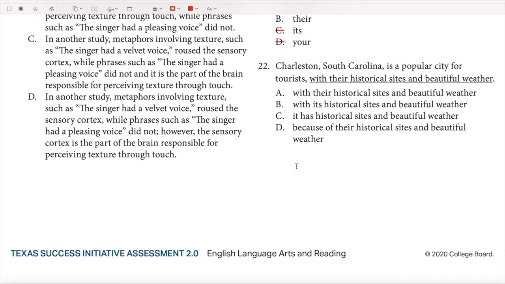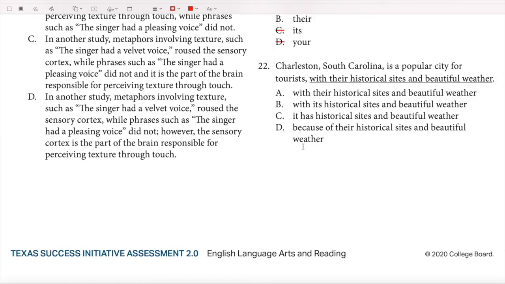Charleston, South Carolina, is a popular city for tourists with their historical sites and beautiful weather. Interesting. Now here, the sentence structure is interesting. There's a descriptive phrase here, with their historical sites and beautiful weather, which is referring to the popular city. It's a popular city for tourists. It's not referring to the tourists, it's referring to the popular city. Essentially, it's referring to Charleston, South Carolina.